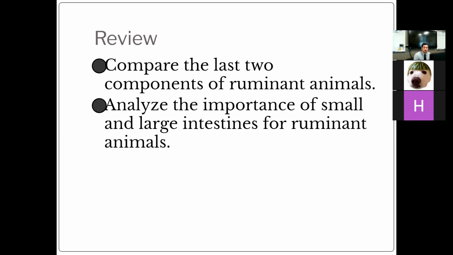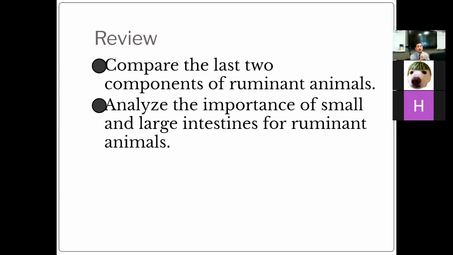Okay, so if anybody needs more time, or if you want me to go back to any of these slides, please let me know. But we just went through and compared the last two components of ruminant animals, the last two components of their complex stomach, which are the omasum and the abomasum.